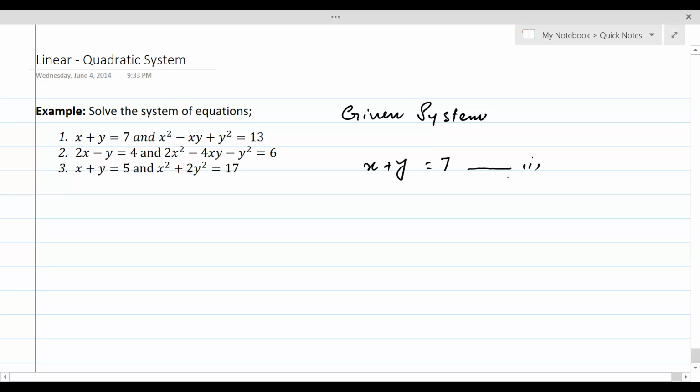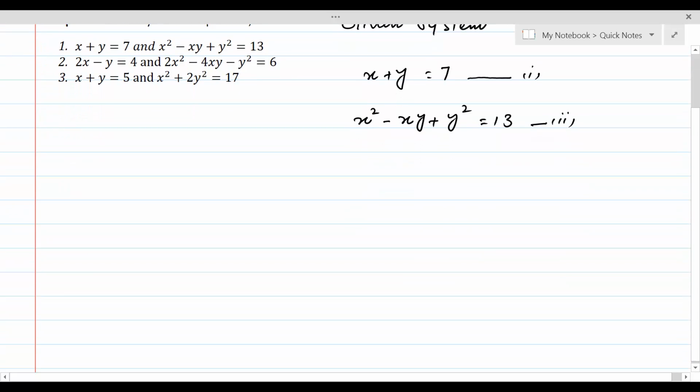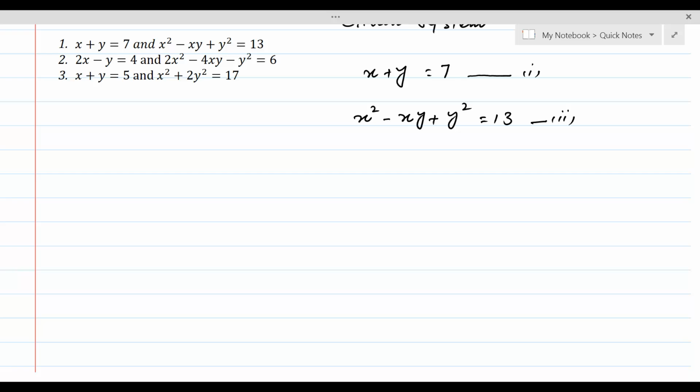And another quadratic equation is x² − xy + y² = 13. By solution, we mean we will find the points of intersection. So, in order to solve such a system which has a linear equation and a quadratic equation, we always find the value of x or y from the linear equation.